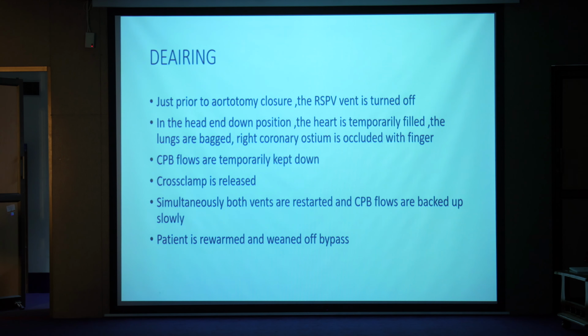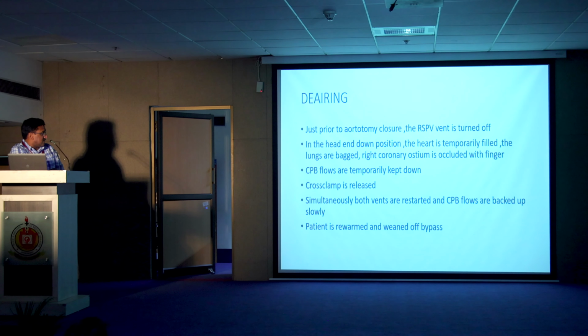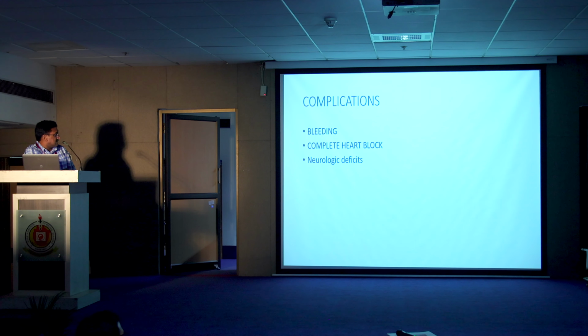The CPB flows are temporarily kept down, cross clamp is released. Simultaneously, both vents are restarted, and CPB flows are backed up slowly. After that, you remove your finger from the right coronary ostium. Patient is rewarmed and slowly weaned off bypass.